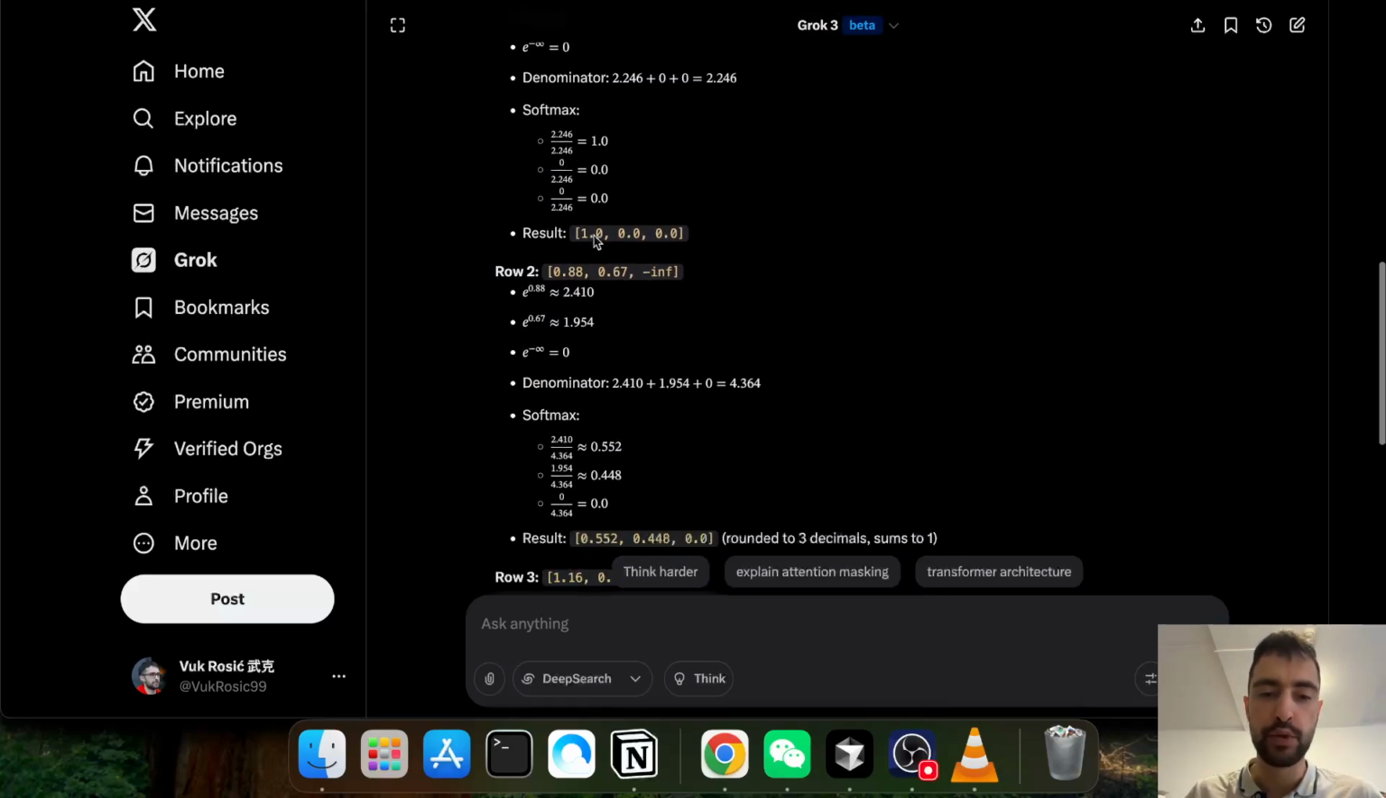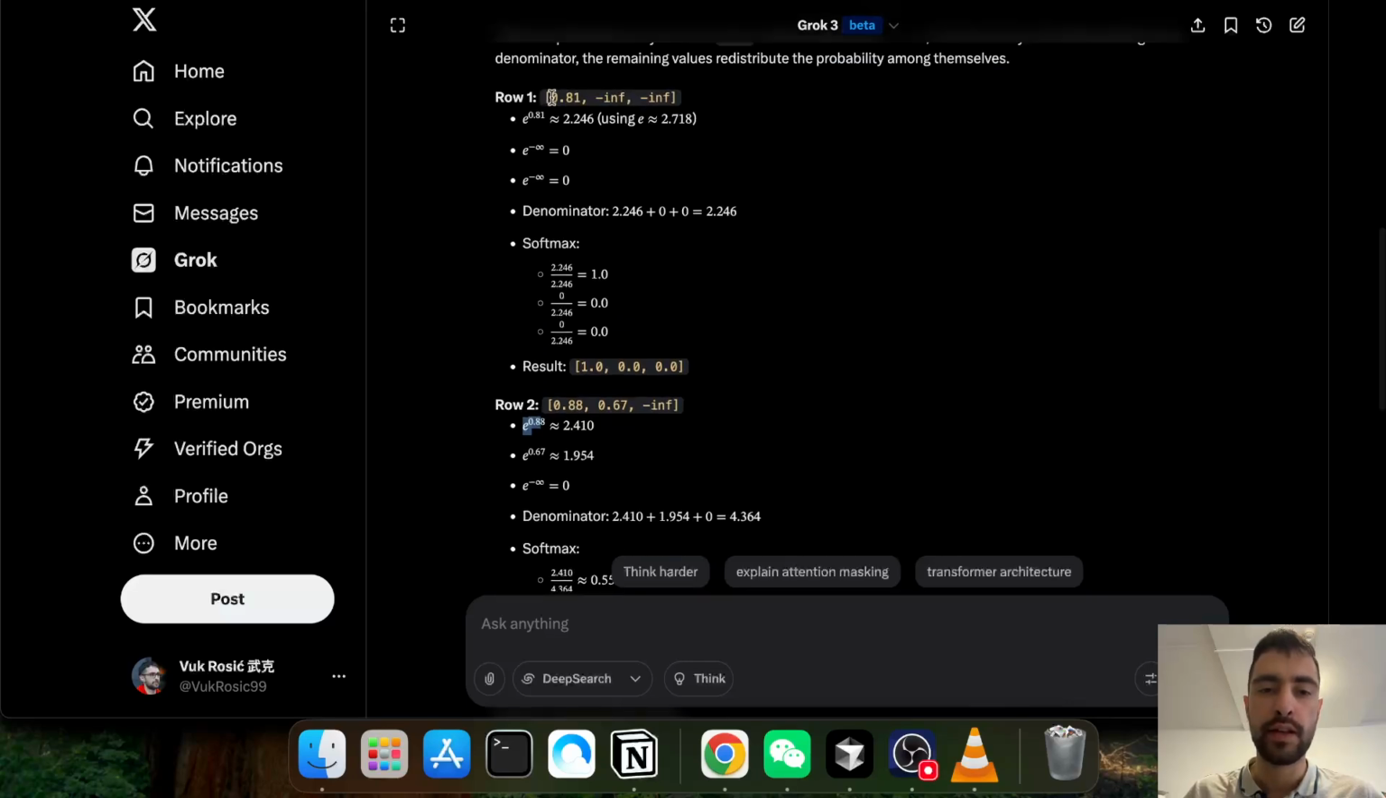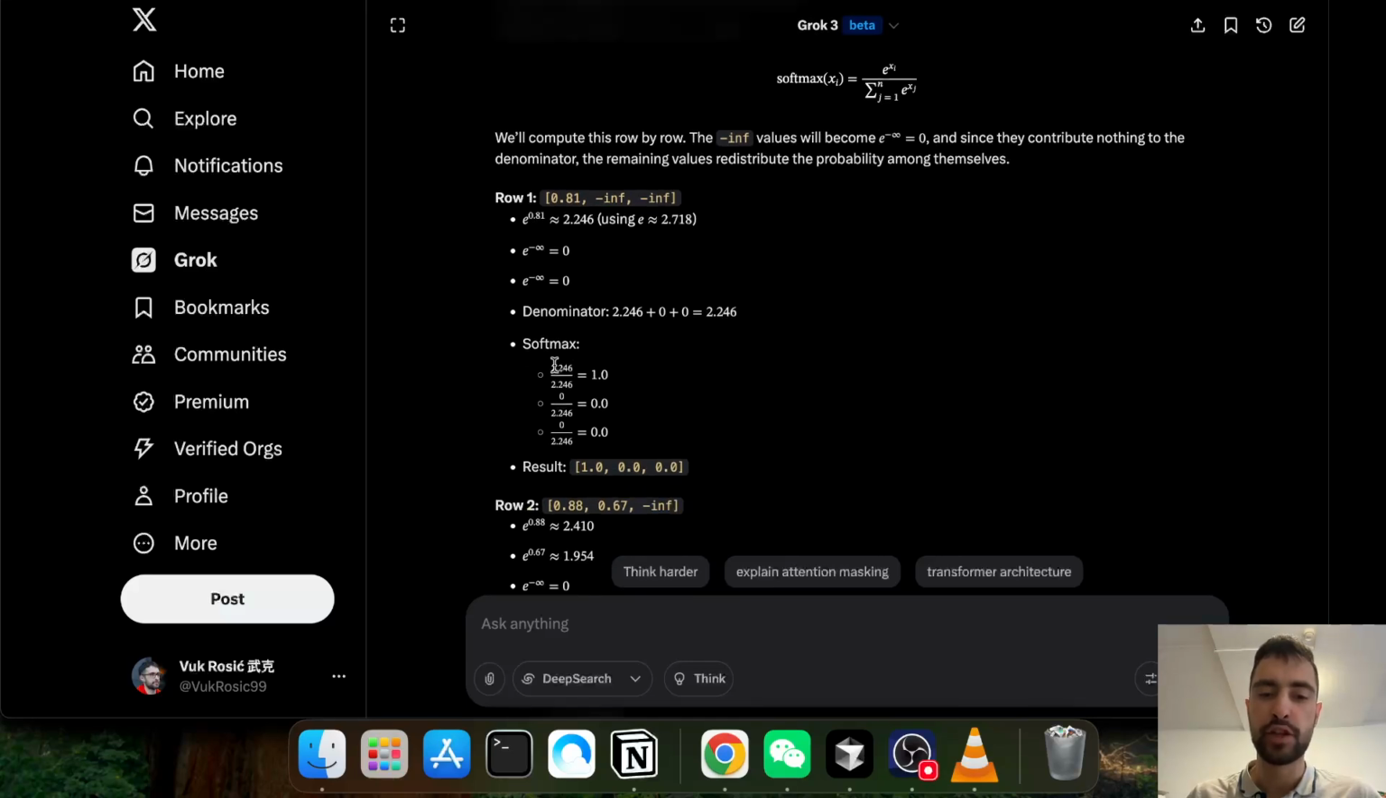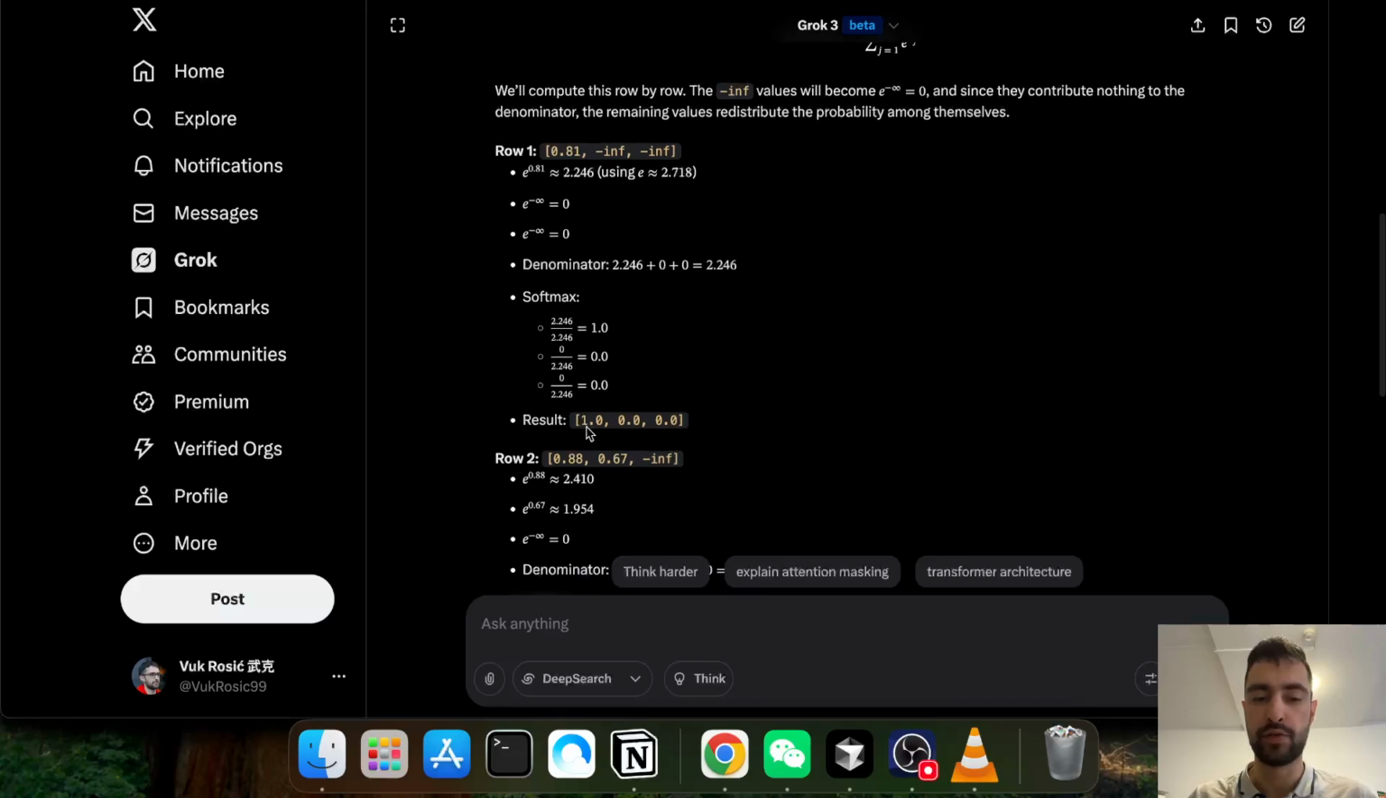After we put each number to e, let's start with the first one. So the first one, e to 0.81, we will get 2.246. And we will just sum up the values of the entire row and divide each of the values by the sum of the entire row. And this is how we will keep everything adding up to 1. So in the first row, we only have one number. And when we divide it by itself, it's going to be 1. This is the first row.